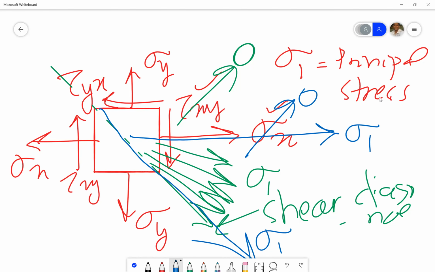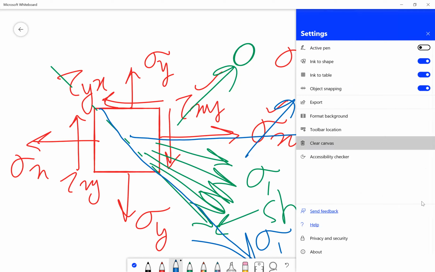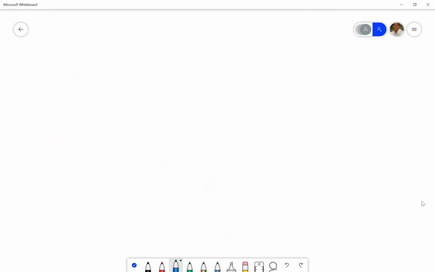So next we move on. Now we have calculated the principal stresses, sigma 1 and sigma 2, and their directions. The question here is how to find the maximum shear stress value. To find the maximum shear stress value, we have to go to the shear stress equation that we obtained.